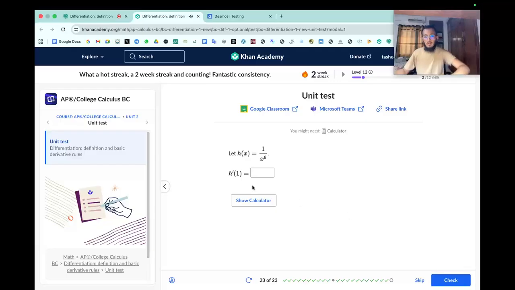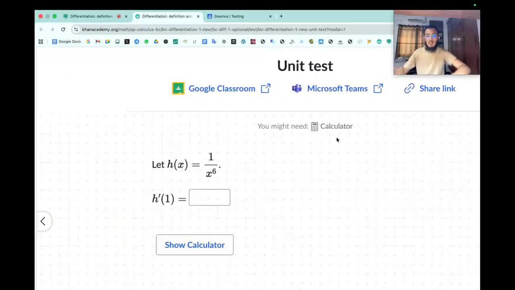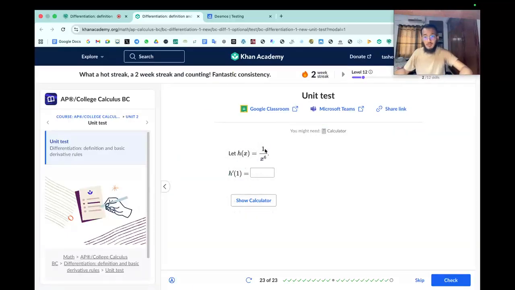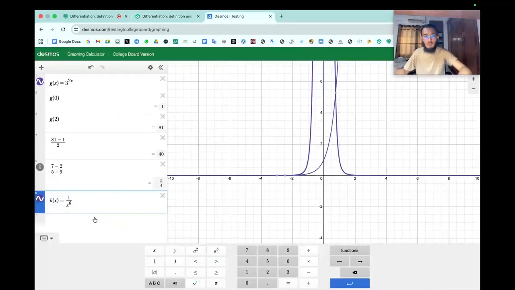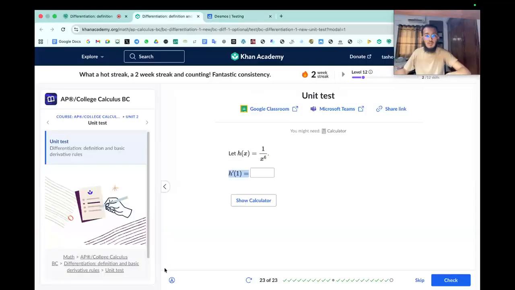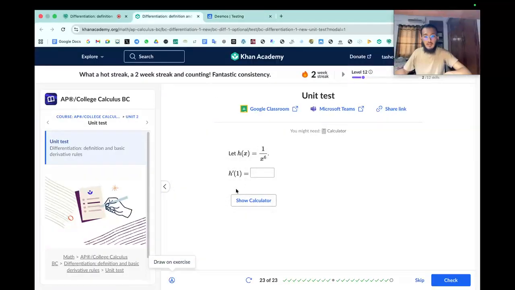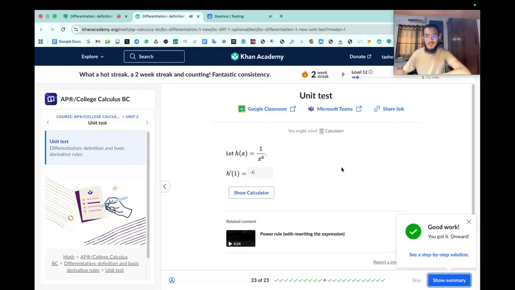Last question. Differentiation of this value. So basically we can rewrite this as x to the power negative 6, and when we differentiate it is negative 6x to the power negative 7. This gets multiplied with this and it reduces by 1, negative 7, and we just have to plug 1 here. So 1 to the power anything is 1. But let's verify this. As you can see, it's negative 6. Negative 6 multiplied by 1, so it's negative 6, and this is our answer. That's it. That marks the end of this unit test.